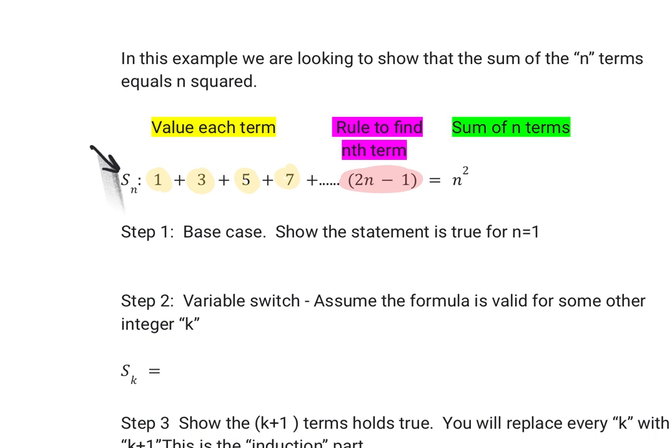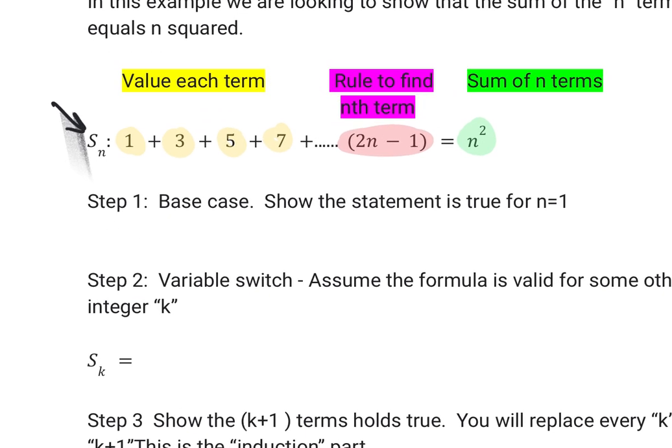This would be the rule where we had a sub 1 equals n minus 1 times d. We wrote a rule. This is the rule for this series, okay? And the sum, in green here, is going to equal n squared, okay? So basically what we're saying is that if I add up the first 10 terms of this series right here, it would equal 10 squared. Okay, that's essentially what this is saying here.